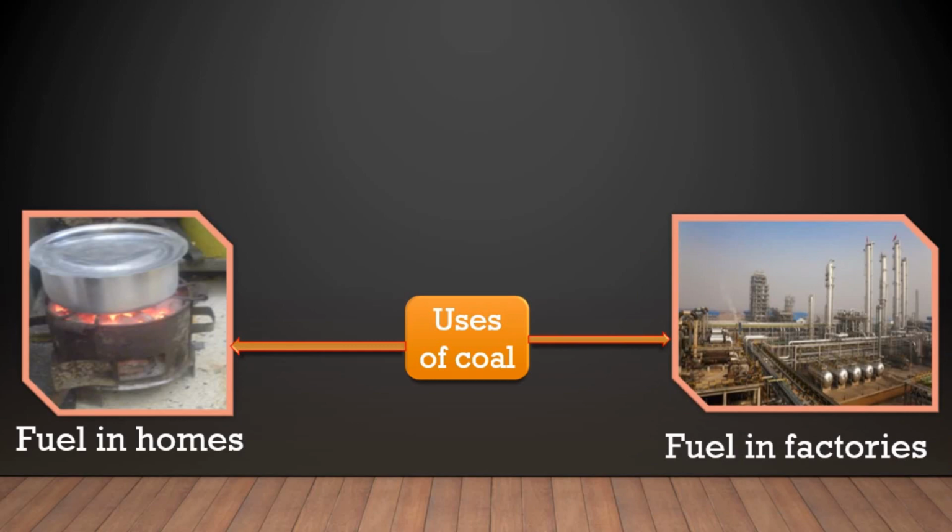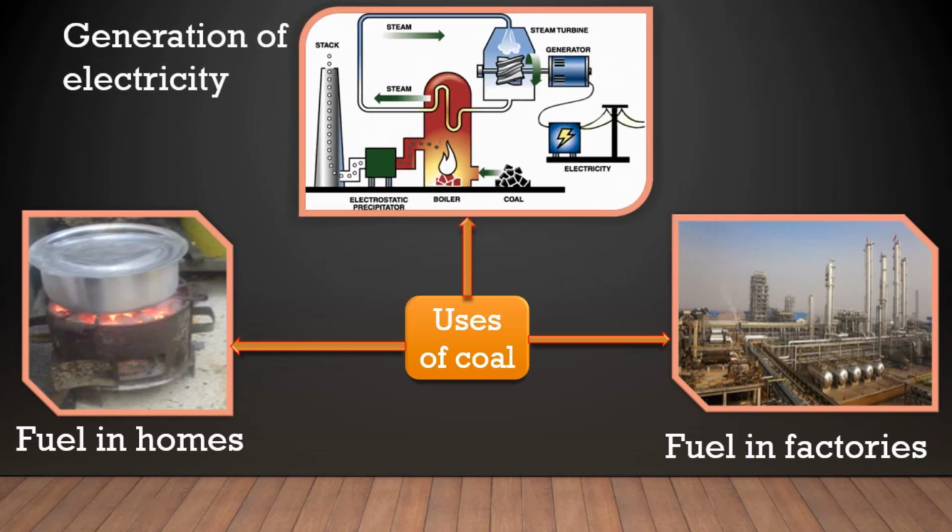Coal is also used to produce electricity by burning coal in a boiler to produce steam. The steam produced under tremendous pressure flows into a turbine, which spins the generator to create electricity. The steam is then cooled, condensed back into water and returned to the boiler to start the process again.